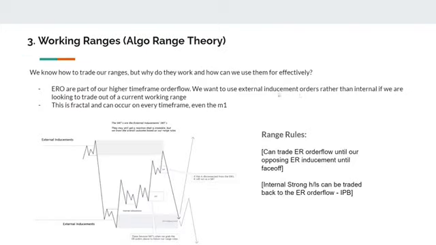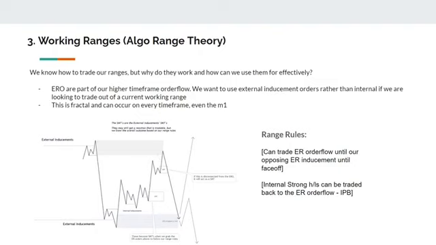We want to use external inducement orders rather than internal if we're looking to trade out of our current working range. This is fractal and can occur on every time frame, even the M1. I like to wait for my M5 range, but you can do M1 ranges. This works on any time frame you want. If you have an M1 range, just follow your range rules, trade with your inducements, and you'll be making absolute bank just from doing that itself. That's all you really need.